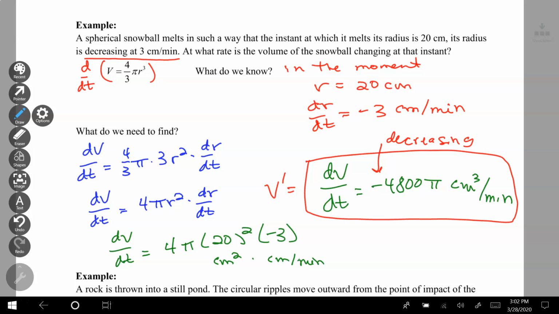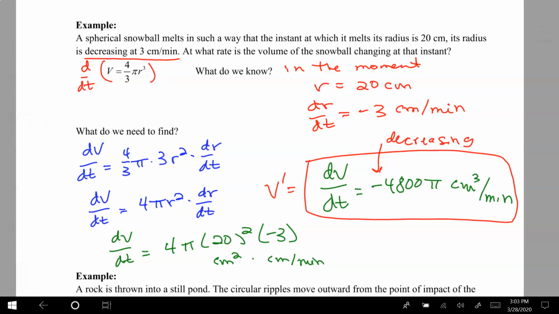So this is a big giant snowball, maybe the base of a snowman, and it is 20 centimeters in radius, and it is decreasing at 3 centimeters per minute. And overall, the volume of the snowball is decreasing at 4,800 pi cubic centimeters per minute.